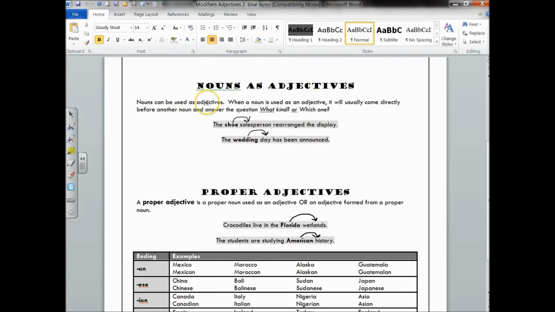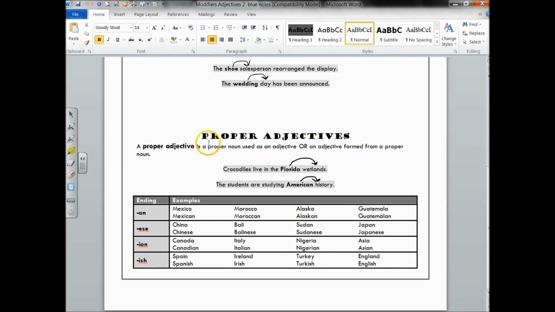Nouns can also be used as adjectives. Usually they will come directly before another noun, and they will answer the question, what kind or which one. For example, the shoe salesperson rearranged the display. Here, shoe looks like a noun. We use it as a noun all the time. But in this case, it's an adjective describing salesperson, telling us what kind of salesperson rearranged the display. The shoe salesperson. Another example, the wedding day has been announced. Here, wedding certainly is a noun on its own. However, it's an adjective in this sentence describing day.